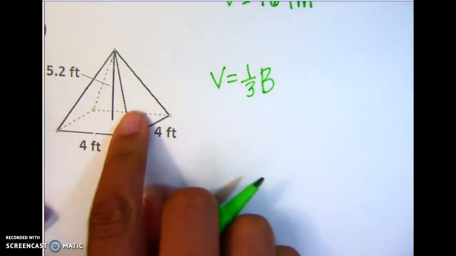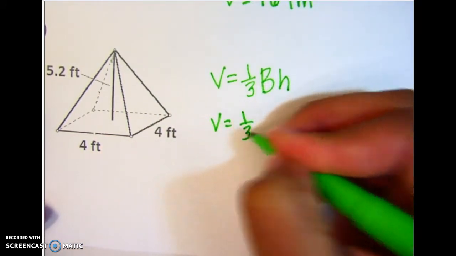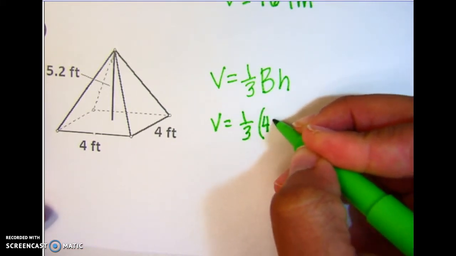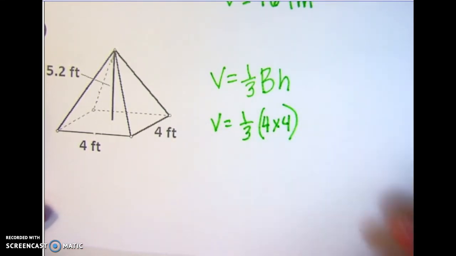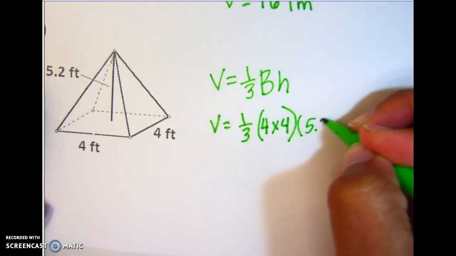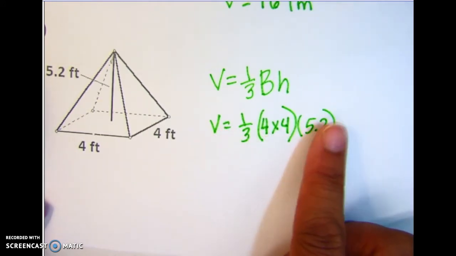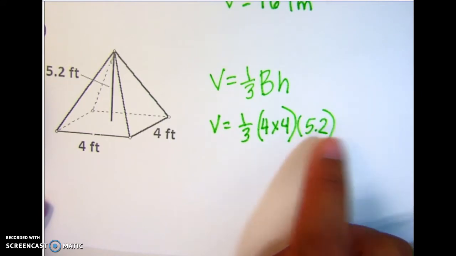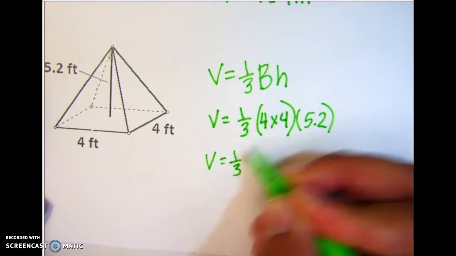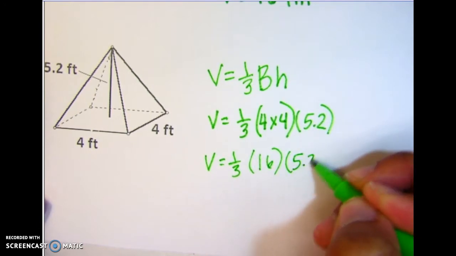1/3 of the base, area of the base, times the height. So it's going to be volume equals 1/3. Base is 4 times 4. You can do that in your head if you want to, or you can write it out. And that's the area of the base times 5.2, which is the height. Again, it doesn't matter in which order you multiply these. I probably would leave this until last-ish because of that decimal. So I'm going to do the area of the base. 1/3, the area of the base, 4 times 4 is 16, times 5.2.